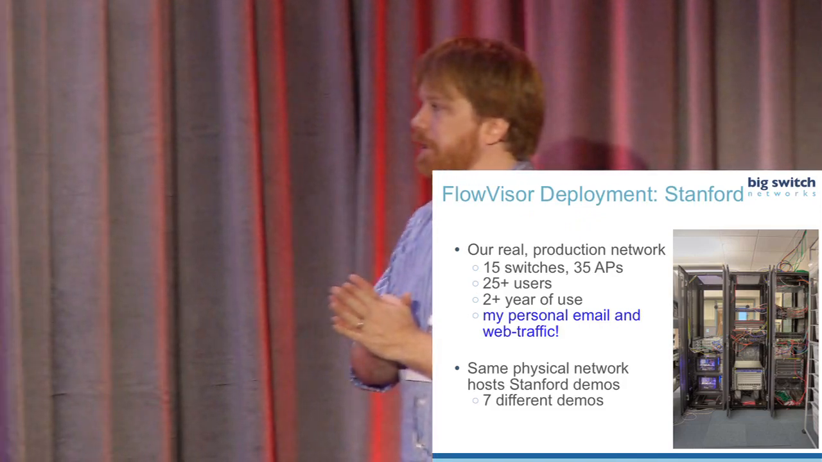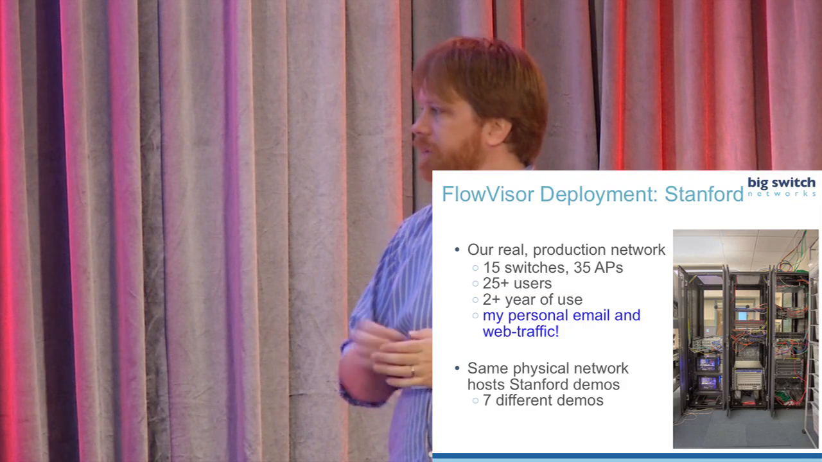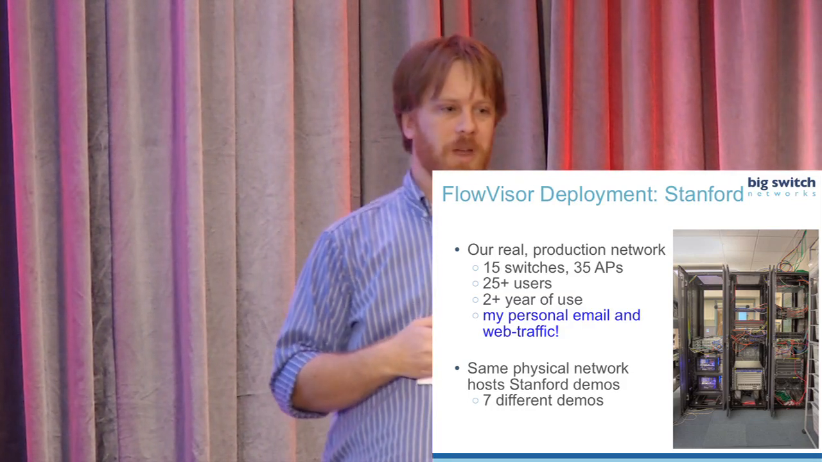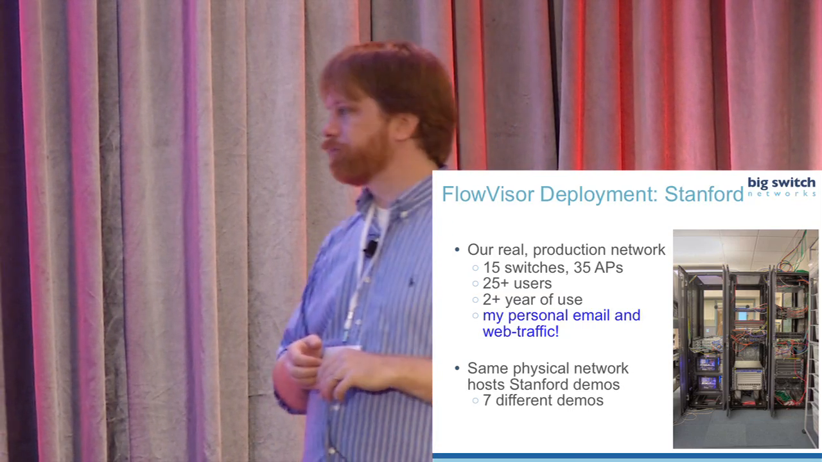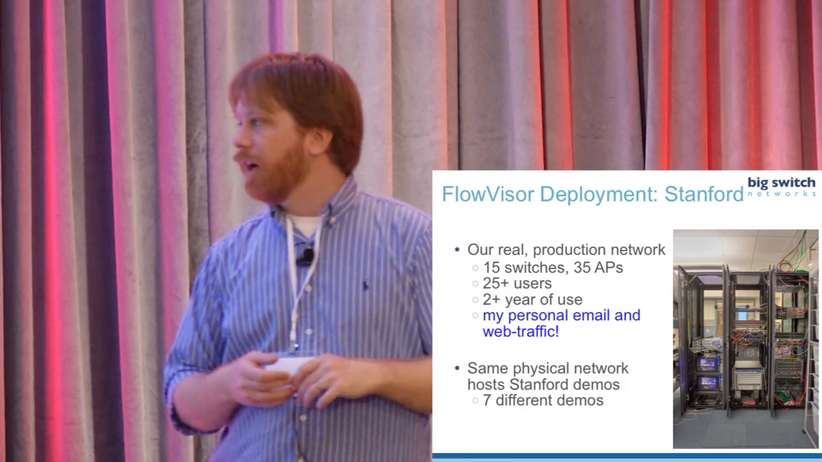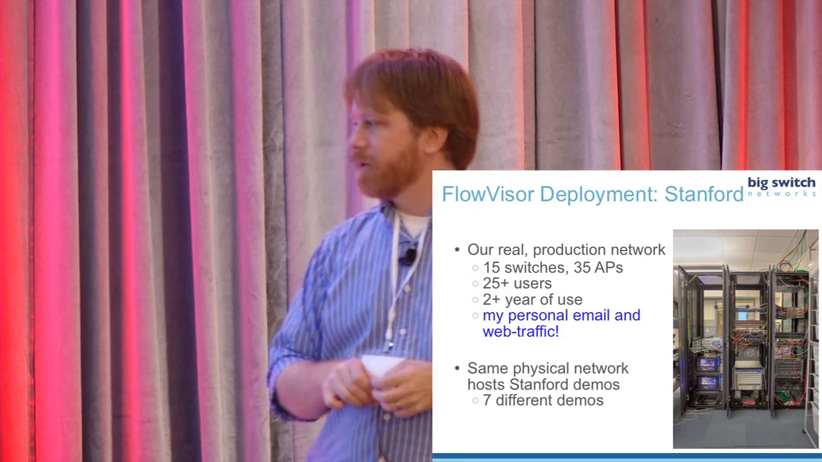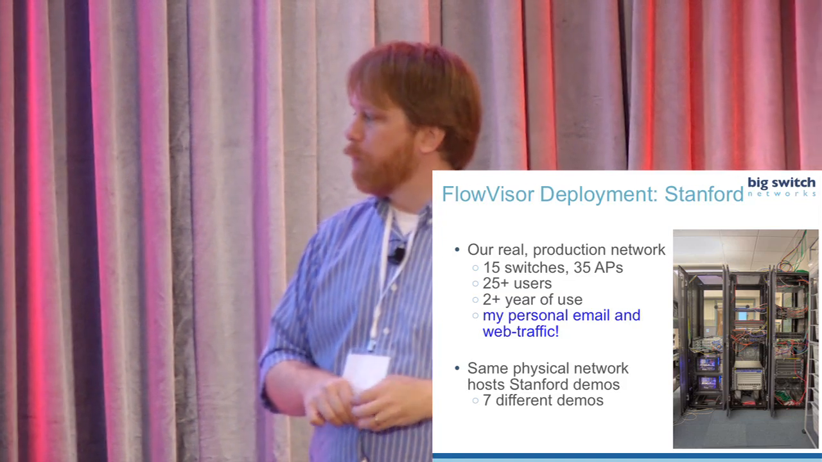So in an effort to put our money where our mouth is, it's actually no longer my personal email and web traffic, but for at least 2 years, my personal email and web traffic went over a FlowVisor network. This is a deployment out of Stanford campus, not too far from here. 15 switches, 25 plus users. These numbers are increasing, and this is one of the smaller FlowVisor deployments right now.